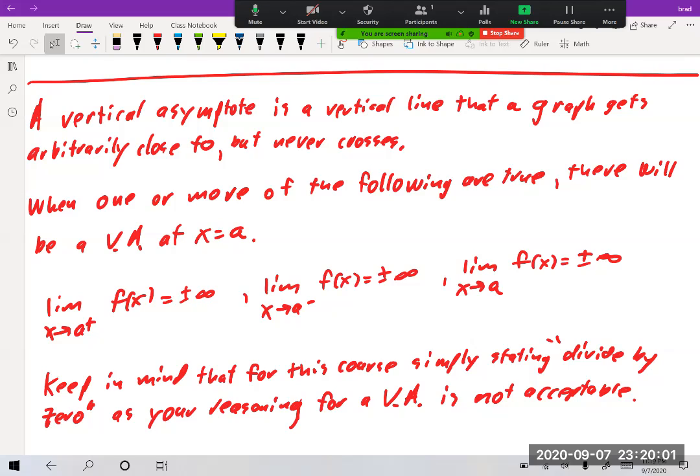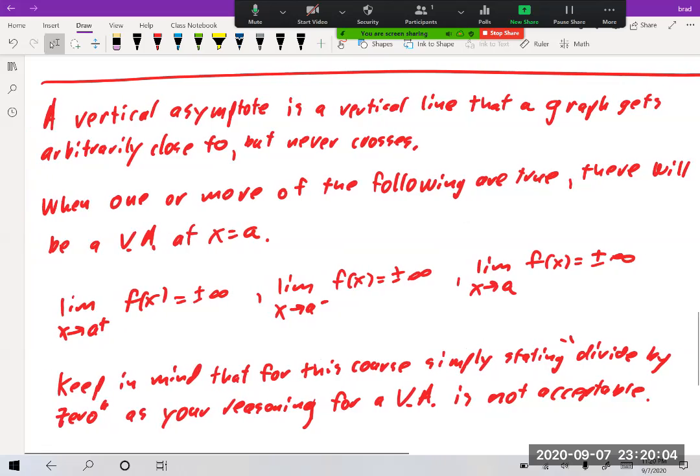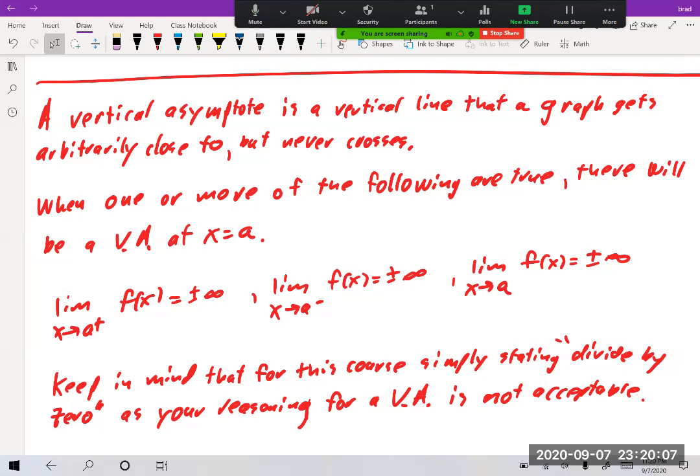A vertical asymptote is a vertical line that a graph gets arbitrarily close to, but never crosses. When one or more of the following are true, there will be a vertical asymptote at x equals a. The limit as x approaches a from the right of f of x is equal to plus or minus infinity. The limit as x approaches a from the left of f of x equals plus or minus infinity. And the limit as x approaches a of f of x equals plus or minus infinity. So if any of these take place, you have a vertical asymptote at x equals a.